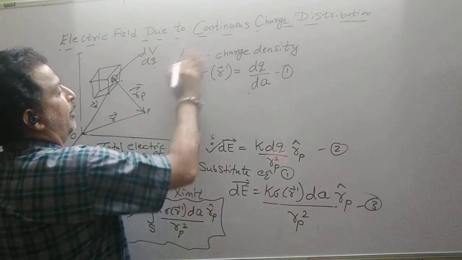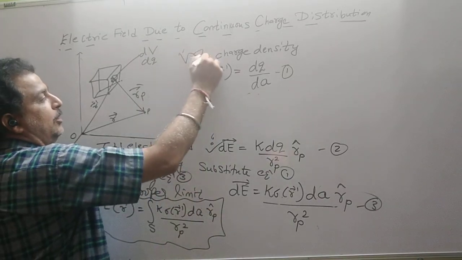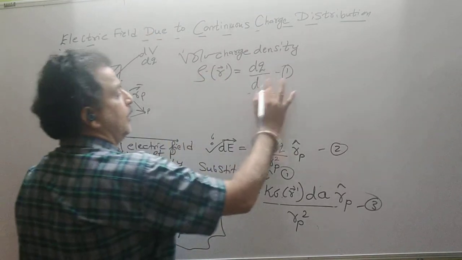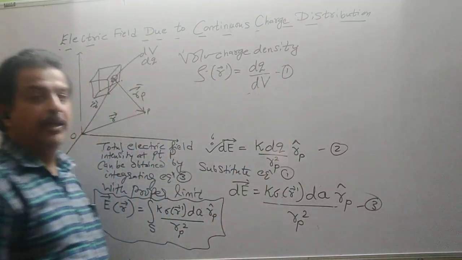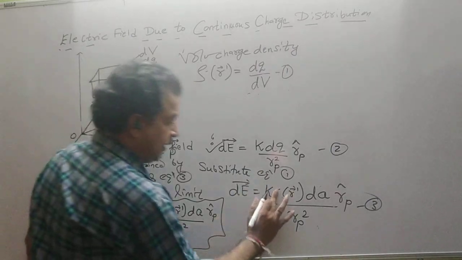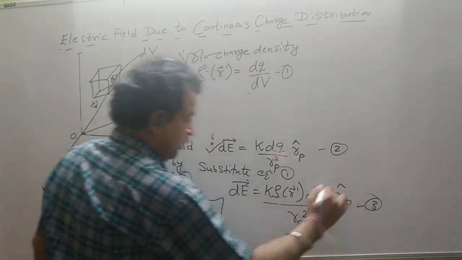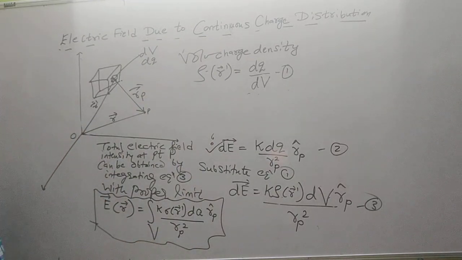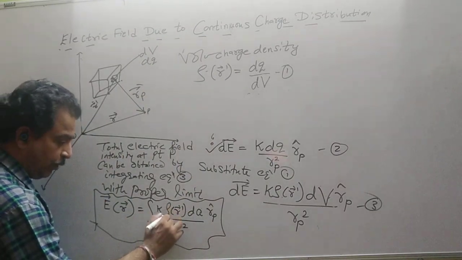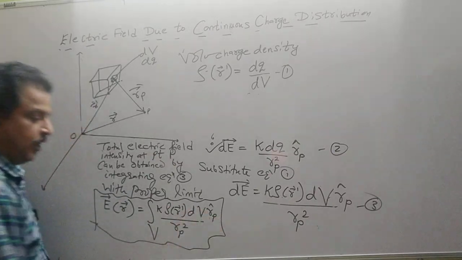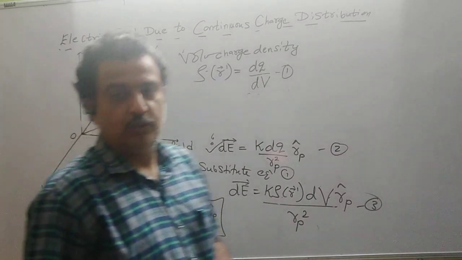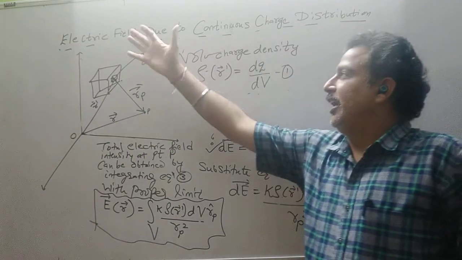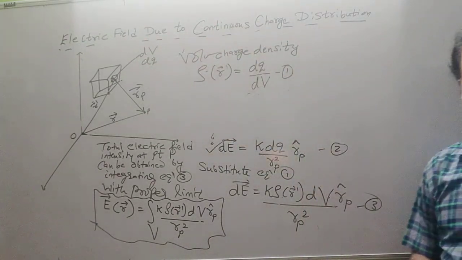Again, in the place of linear charge density, we have a volume charge density, which is denoted by rho. In the place of dA, we have a volume element dV. So we change the symbols here. This step remains same. Now we have a volume integration, capital V. In the place of sigma, we have rho. In the place of area, we have dV. So this is how we find the electric field intensity due to continuous charge distribution.